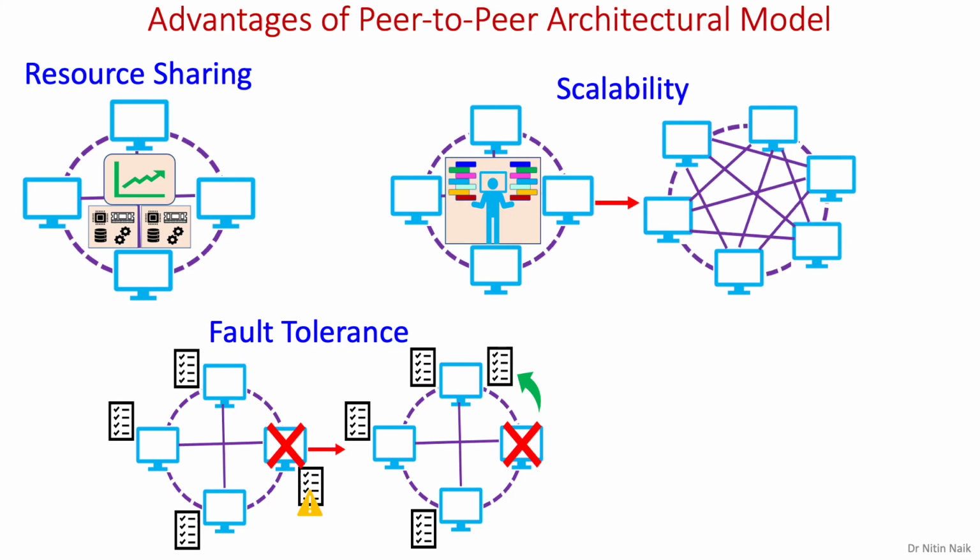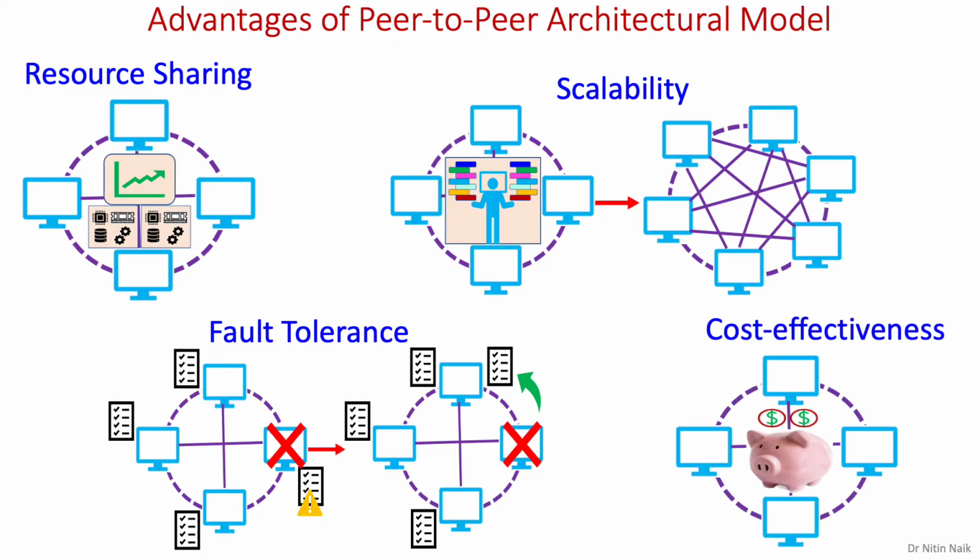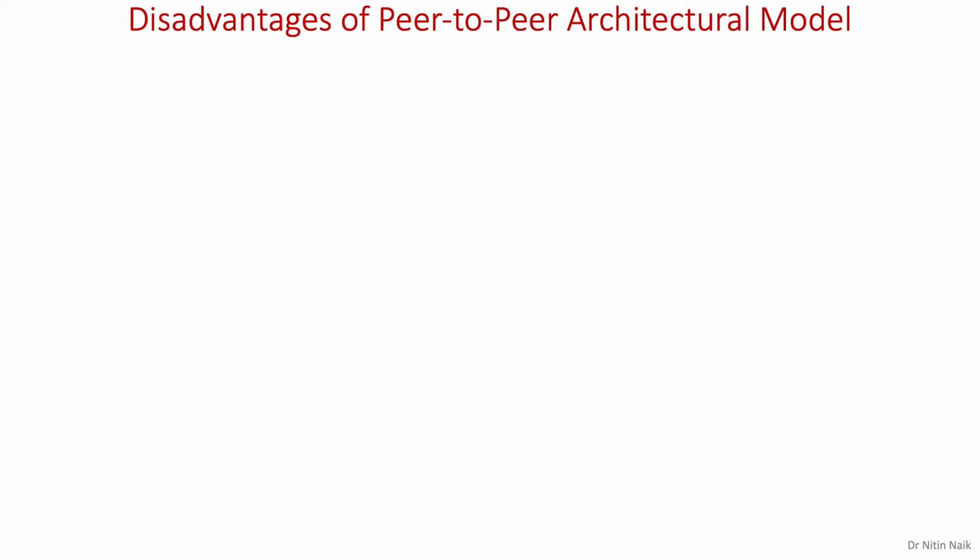Next, scalability. Peer-to-peer architecture has one of the best scalability features. Whenever the workload increases, a number of nodes or resources can be easily added. Finally, cost effectiveness. The overall cost of building and maintaining a peer-to-peer network is relatively inexpensive. The setup cost has been greatly reduced due to the fact that there is no central configuration. Finally, let's look at disadvantages of the peer-to-peer architectural model.